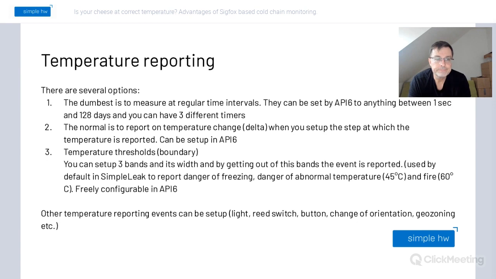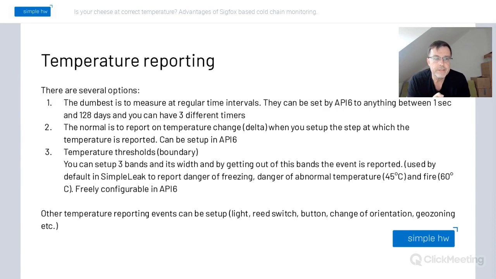There's temperature measurement, and then you have temperature reporting, so basically the intelligence of when the temperature should be reported. The dumbest option is, of course, to report it at regular time intervals, the same way loggers do it. Again, you can set the reporting to anything between 1 second and 128 days.